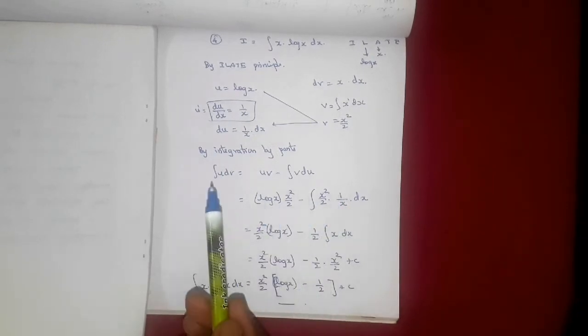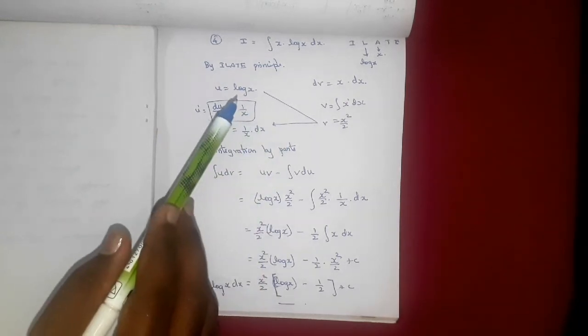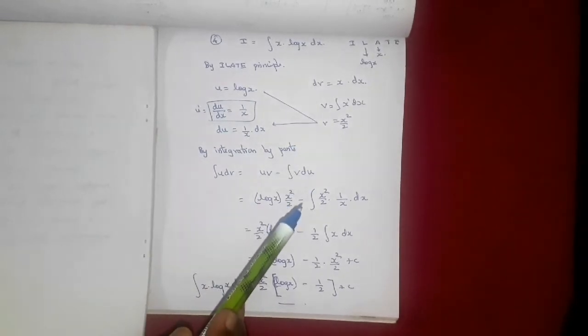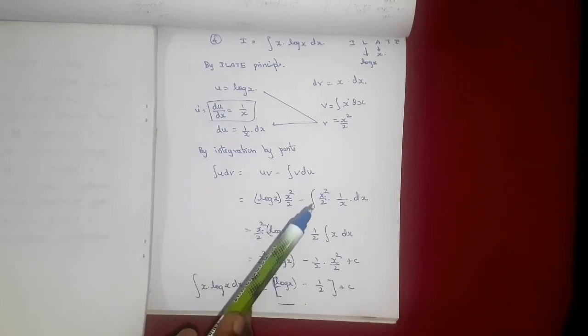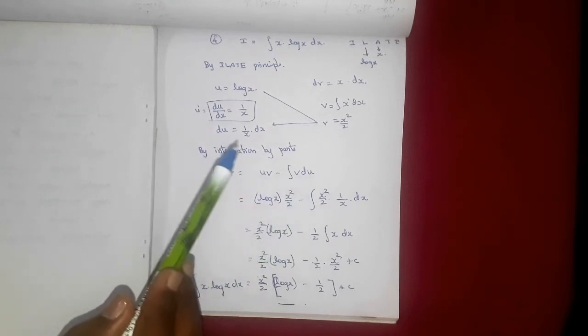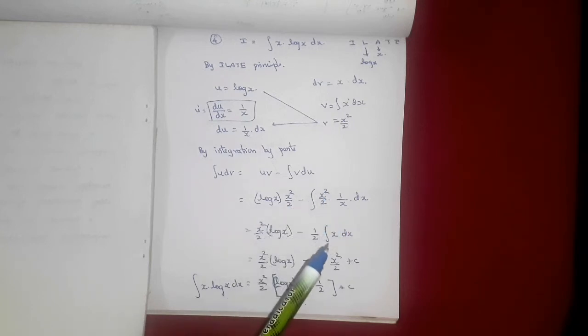Now the formula: integral u dv, that is mostly what the question will be, so that's not a problem, equal to uv. u is log x and v is x square by 2. Multiply them: log x into x square by 2, minus integral v du. That is v, x square by 2, into du, and du is 1 by x dx. Apply in this place. Take 1 by 2 outside the integral and the x will cancel, so we have only x inside the integral. x means the power is 1, so when you integrate x power 1, the answer is x square by 2.